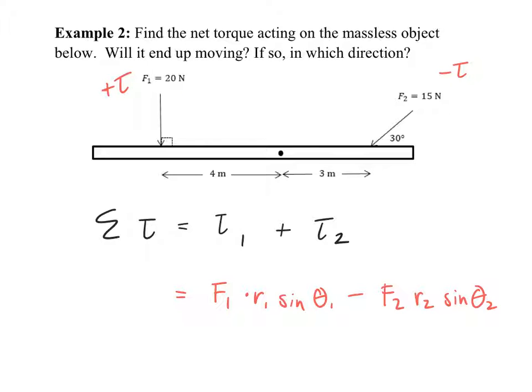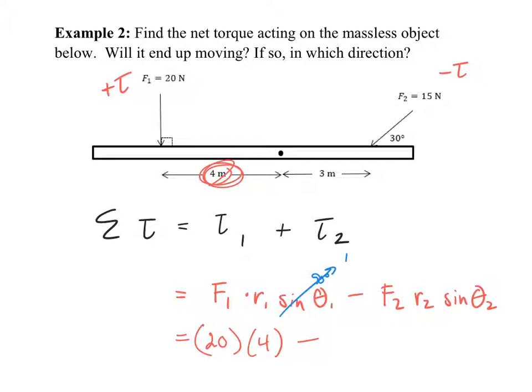But I know these values are all given in the diagram. F1, R1, those are both given right away. From the diagram, the force acting on the left side is 20 newtons. The distance from the pivot is 4 meters. The angle is 90 degrees. The sine of 90 degrees is 1, so I don't have to put that really. Again, if you want to write yourself a note, this becomes 90 degrees, and the sine of 90 becomes 1.